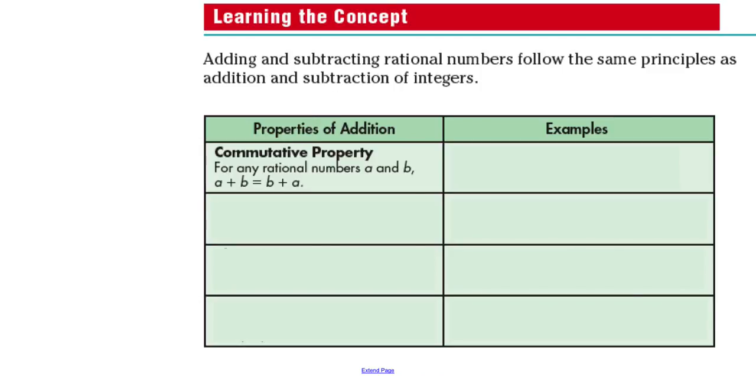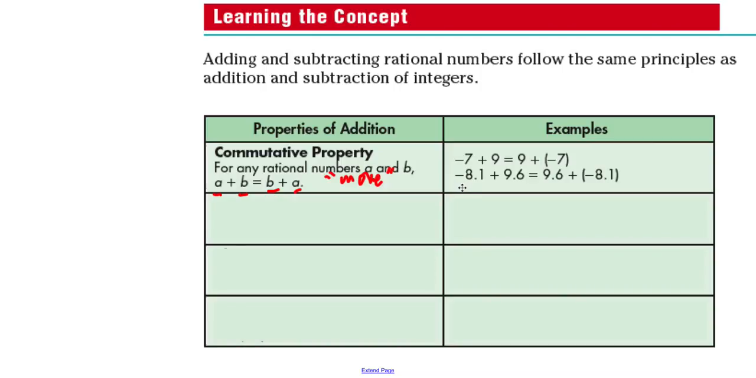Commutative comes from the root word commute, and to commute means to move. So basically, we are moving the order of the numbers. So a plus b becomes b plus a. A good example would be negative 7 plus 9 will be equal to 9 plus negative 7 because of the commutative property of addition. So we can change the order of the numbers, and the sum will not be different. It will still be the same.